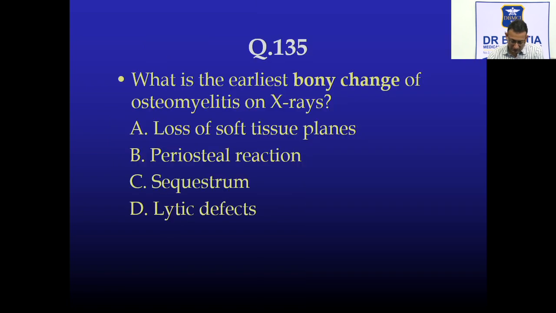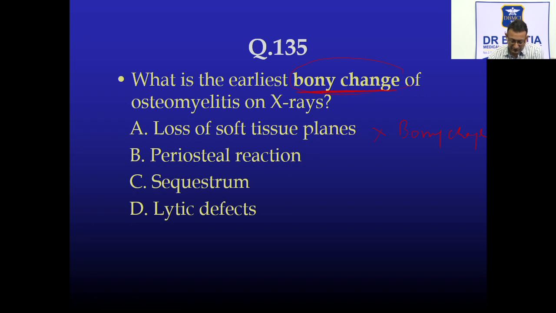Okay. So the next question, 135, is, what is the earliest bony changes of osteomyelitis on X-rays? So they are asking specifically what changes you will see in the bones, okay, not in the soft tissues, on X-rays. Okay, so loss of soft tissue planes, yes, this is the first change which you will see on the X-rays, but this is not a bony change. This is soft tissue change. Okay, so they are asking about the bony changes.